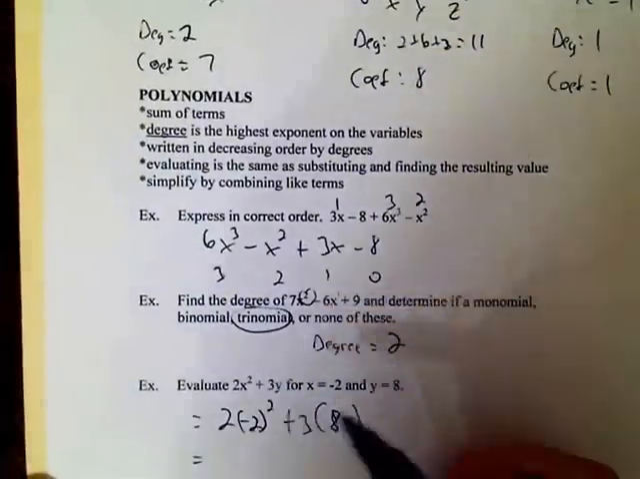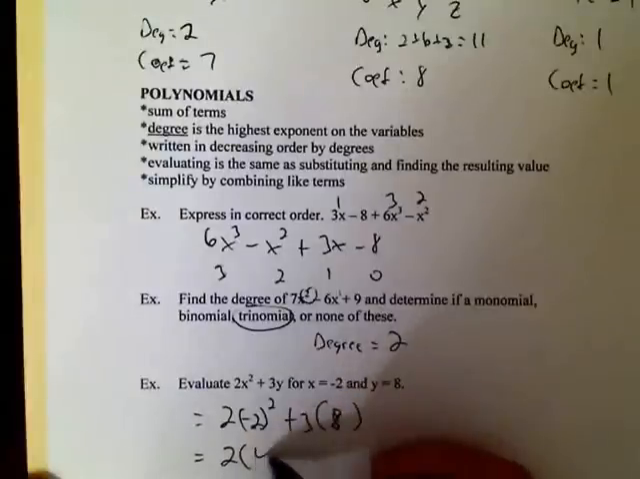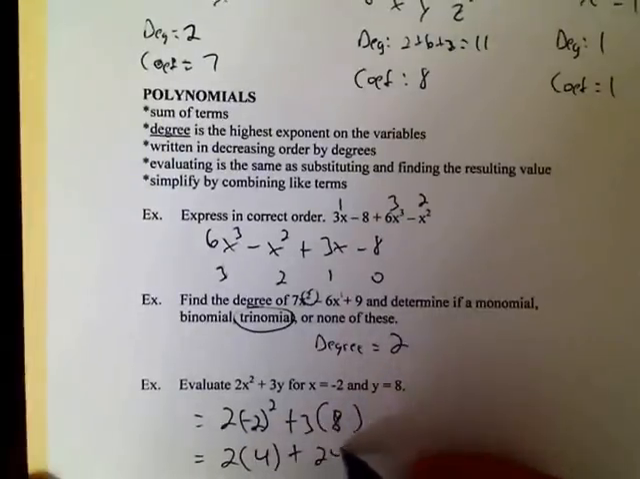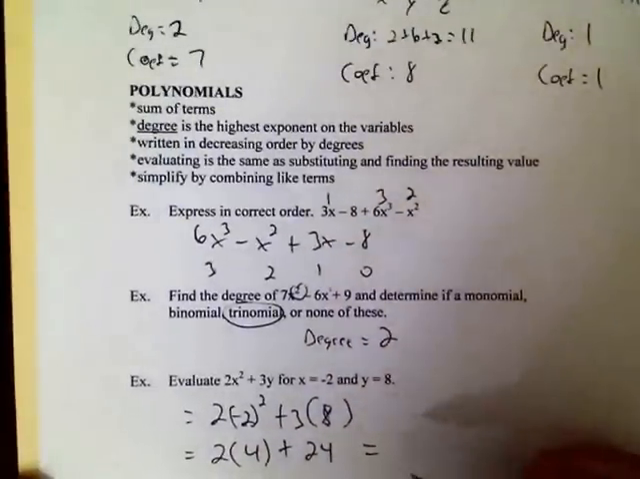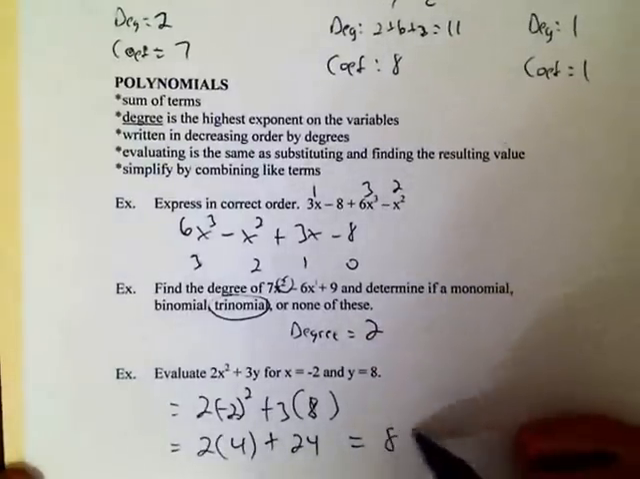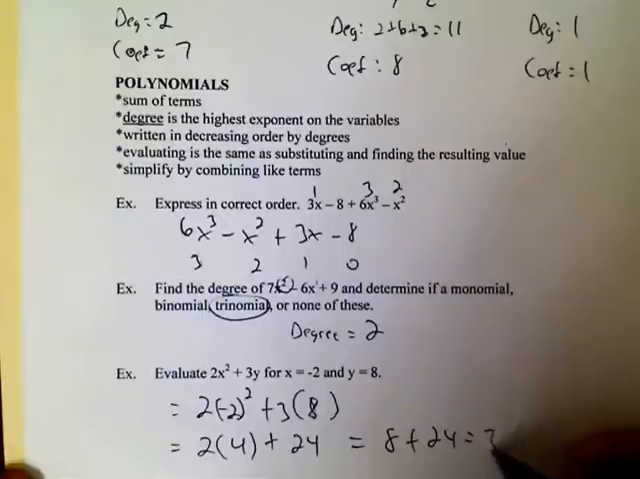By the order of operations, we do the exponent first. We can go ahead and multiply here if we want to. Let's just go to the side. I'm running out of paper. 2 times 4 is 8. 8 plus 24 is 32.